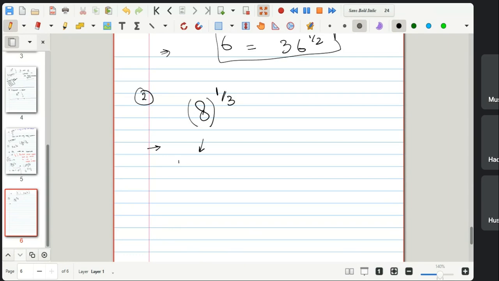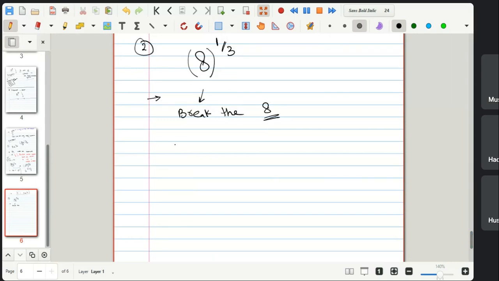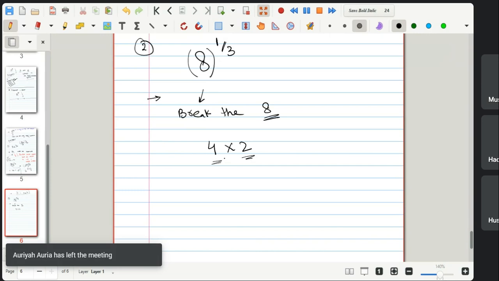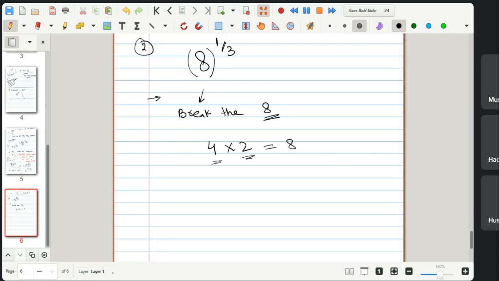Actually, first break the 8 and think about the 8. How will you think about it? We can think in our mind that 4 multiplied by 2 is 8. We know that. Now think about the 4. The 4 is 2 raised to the power of 2, and multiply this by 2.